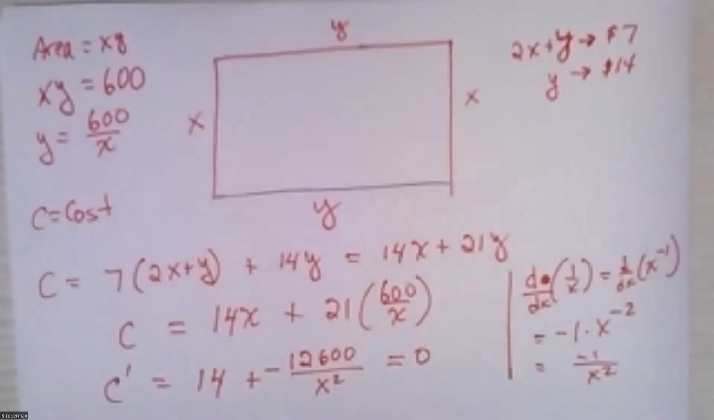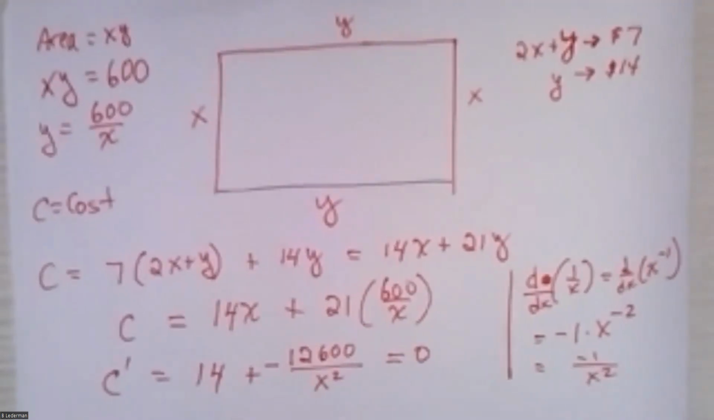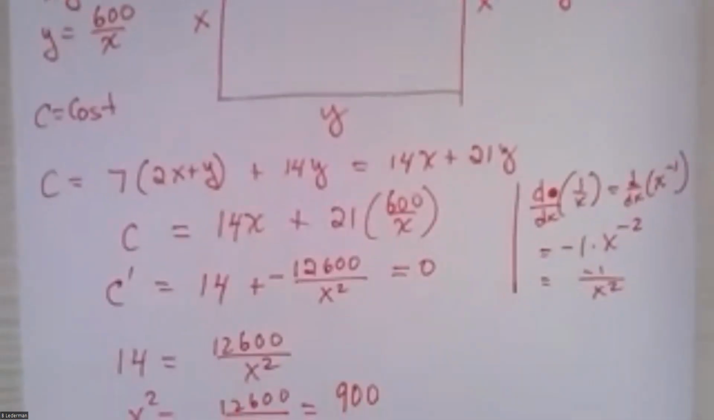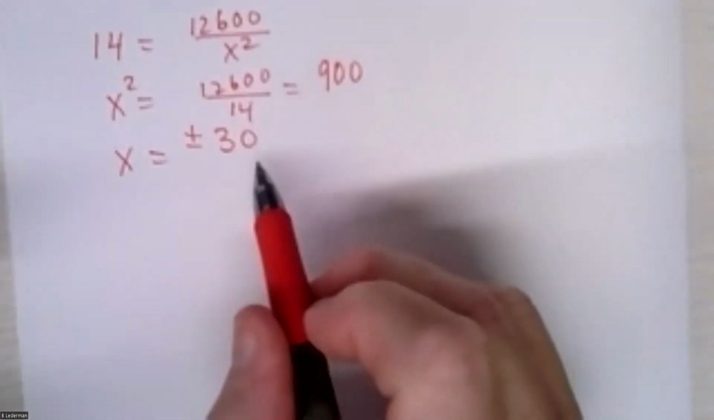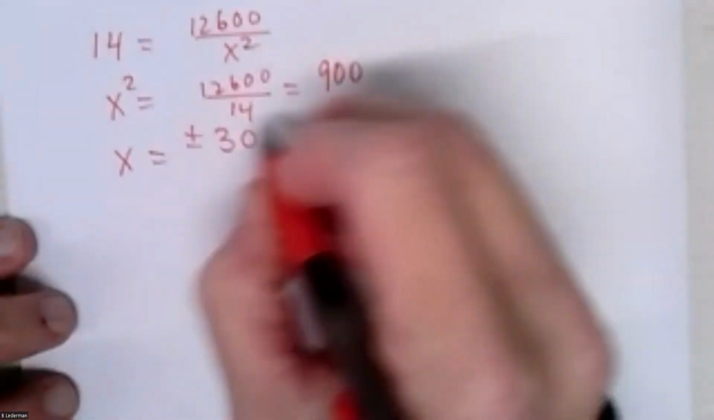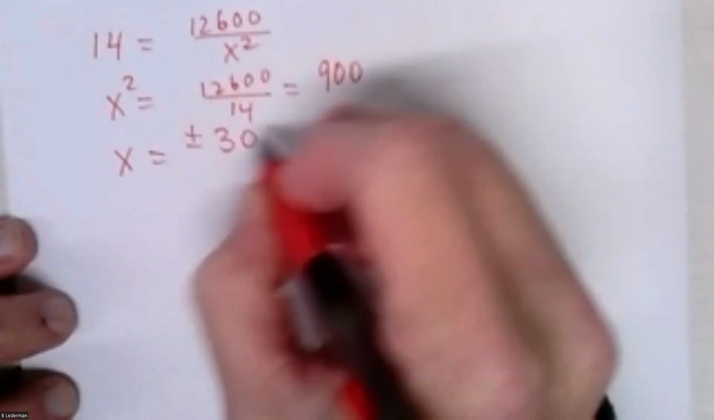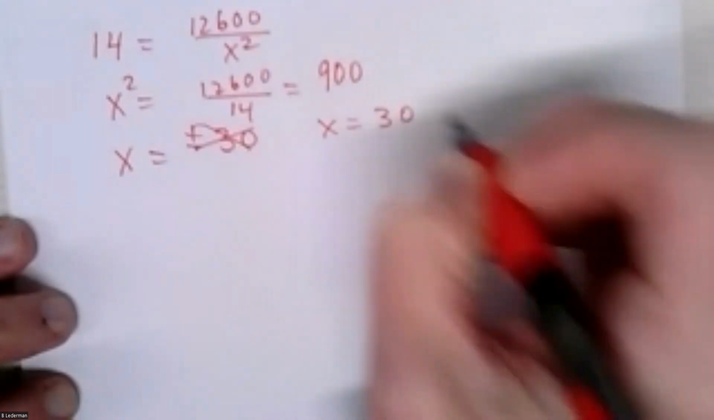I can get rid of the negative 30 because we're talking about a physical object. That's the difference between dealing with mathematical equations, where you may have a negative number in your answer, and a physical situation. We're going to discard this, and we're going to say x equals 30.